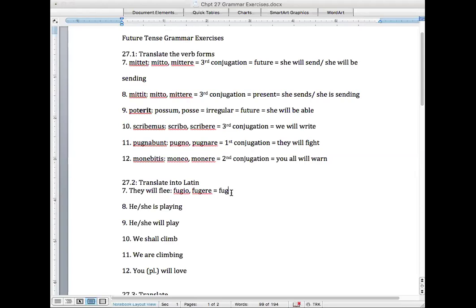Okay, sorry, I had a cat on me. Okay, so we've got fugio, fugere, which is third. So my ending is just going to look like this. Fugient, they will flee. Just a regular third conjugation verb. Number 8, he or she is playing, which comes from ludo, ludere, which is also third, I believe.